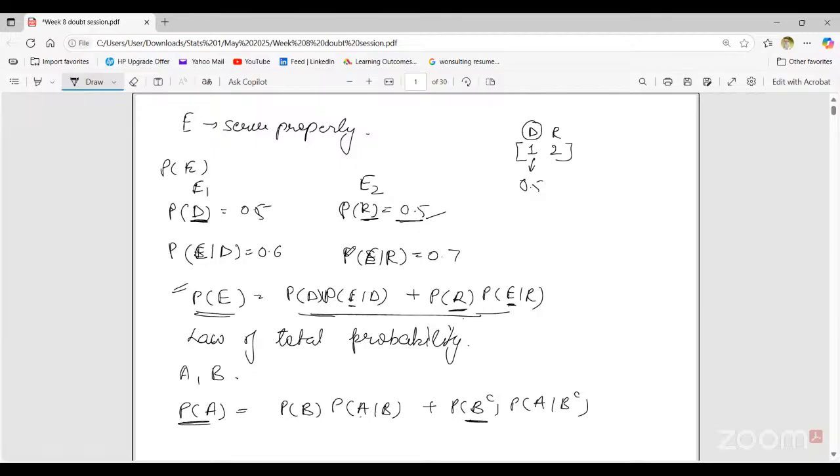Ma'am, I'm getting confused between total probability and Bayes theorem. In conditional probability they mostly give "given that", so that's the indicator of conditional probability, but what's the indicator of total probability?